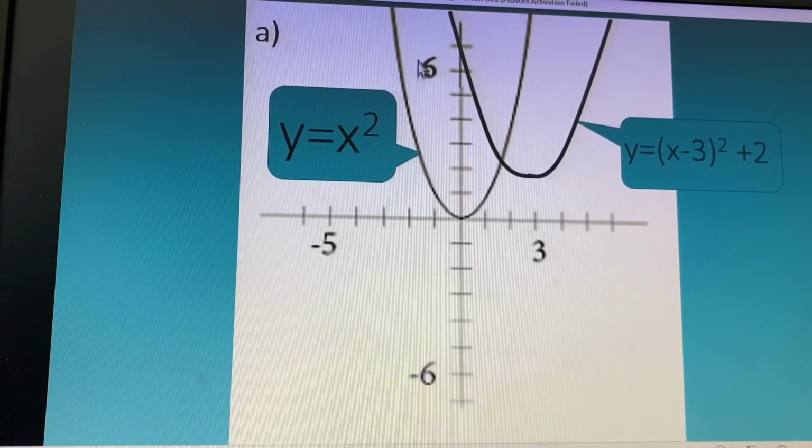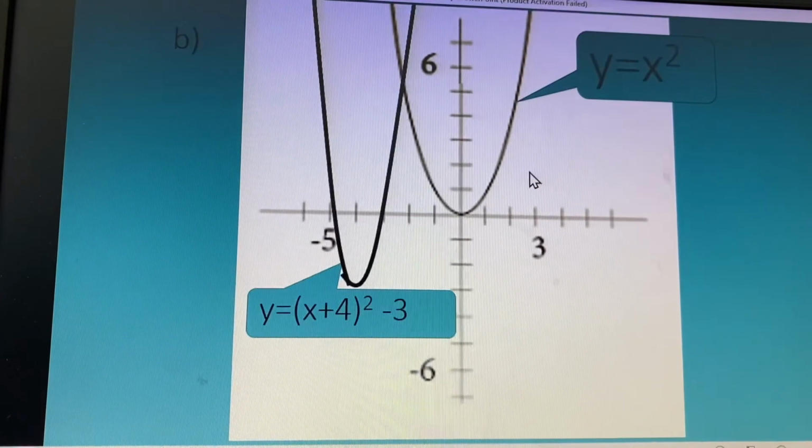This is the graph of the parent function, y equals x squared. And what happened here? y equals (x minus 3) squared plus 2. It's translated 3 units to the right, 1, 2, 3, and then 2 units upward, 1, 2. So I will repeat: the graph of y equals (x minus 3) squared plus 2 is shifted 3 units to the right and 2 units upward.